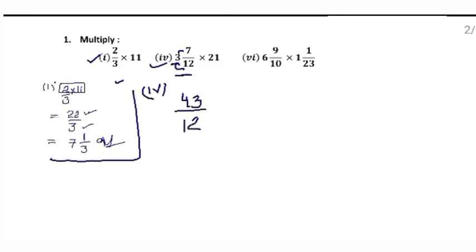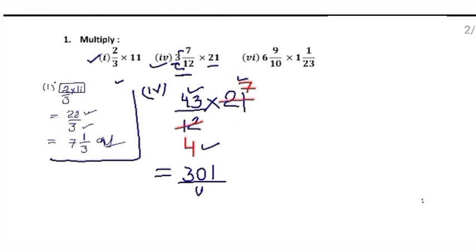43 upon 12 multiply this is 21. Now check the numerator and denominator. This 12 and this 21 both are divisible by 3. 3 4s are 12, 3 7s are 21. Now multiply the numerator by numerator, that means 43 by 7. What do you get? You get 301. And the denominator is 4.